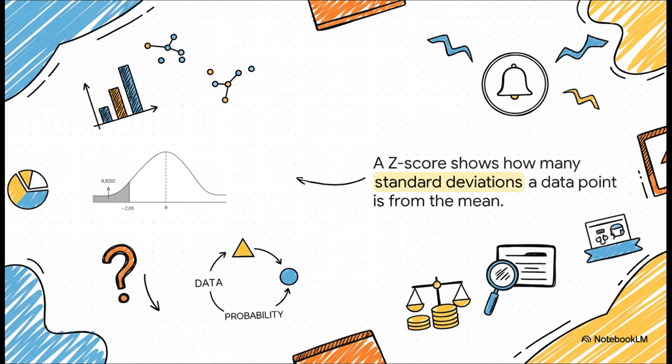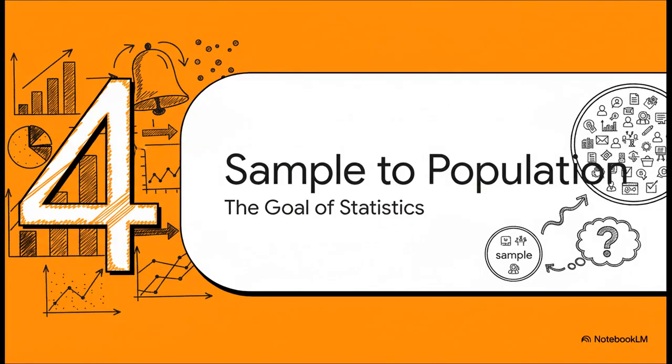Once you have that z-score, you can look it up in a standard z-table, which you'll have in your exam, and it will tell you the exact probability of that score happening. It's like a magic key. And now we get to the whole point. This is the ultimate goal of pretty much all of statistics, using the information we get from our small, manageable sample to make an intelligent, educated guess about the entire population.